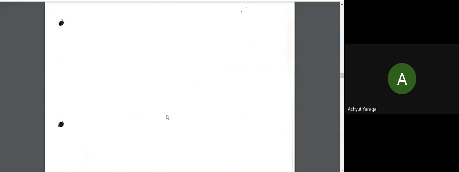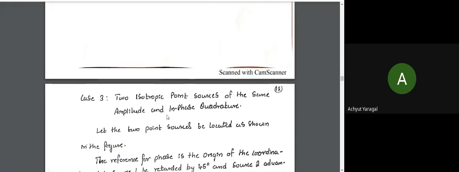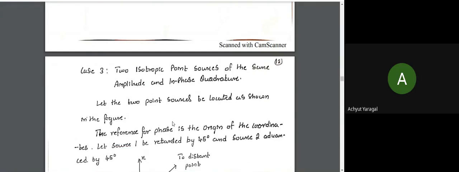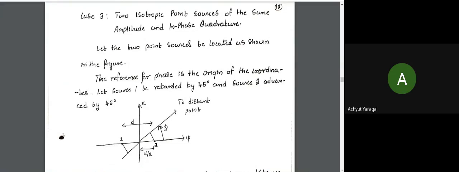Let us move on to case number 3. What does case number 3 say? It is also the same amplitude: two isotropic point sources of the same amplitude but in phase quadrature. In phase quadrature, that is nothing but pi by 4 here. What difference we are going to get, if you observe this particular figure, is that it is also the same thing again.